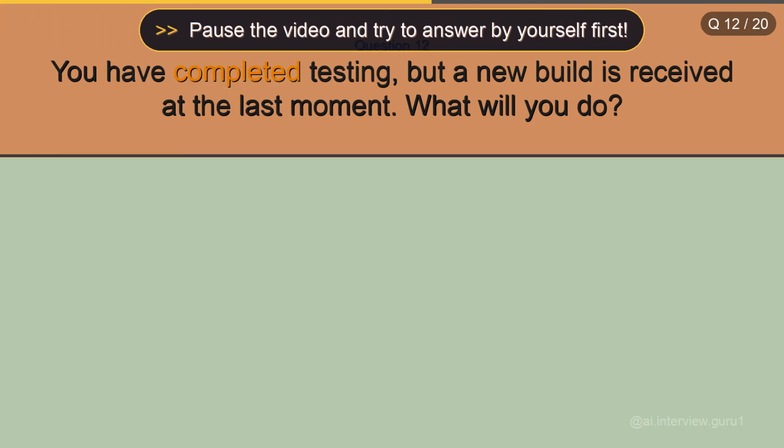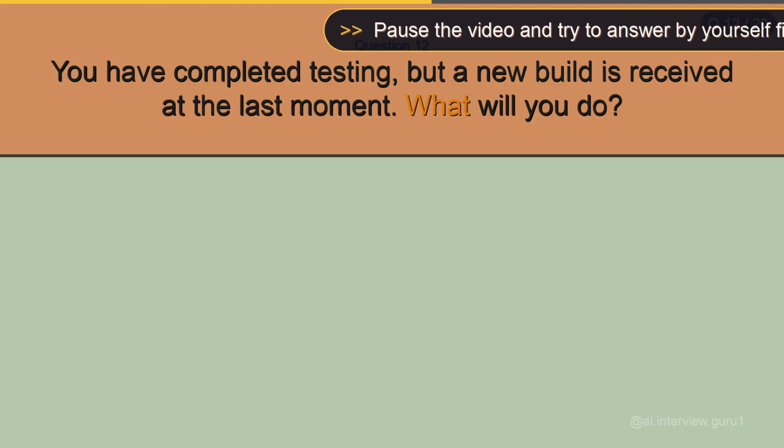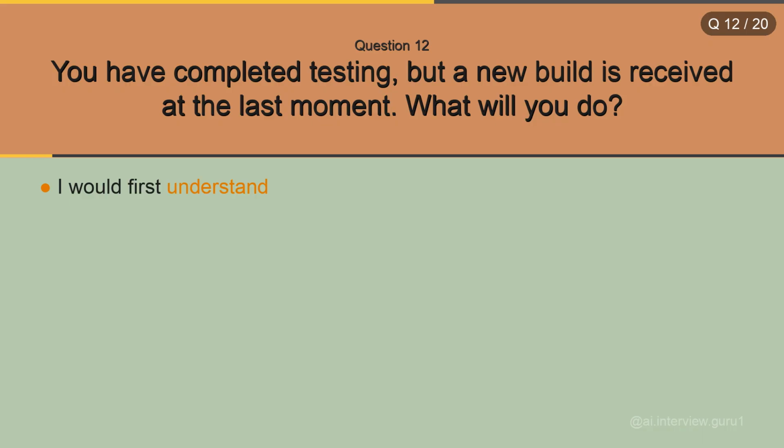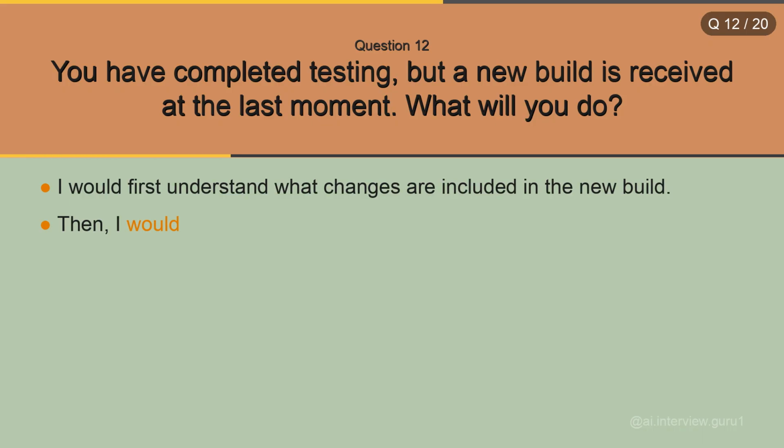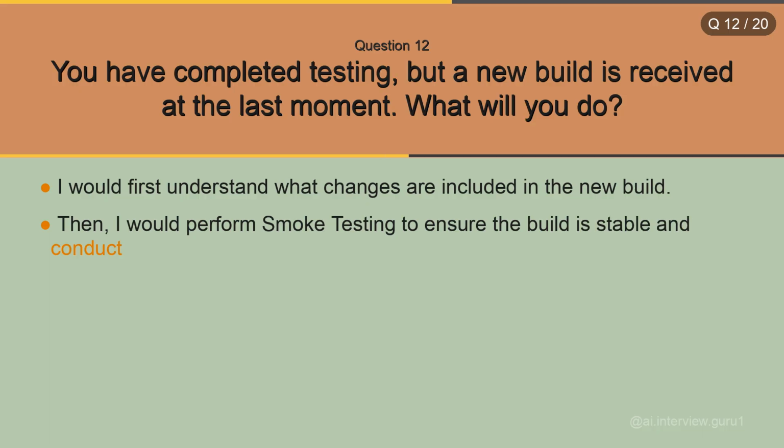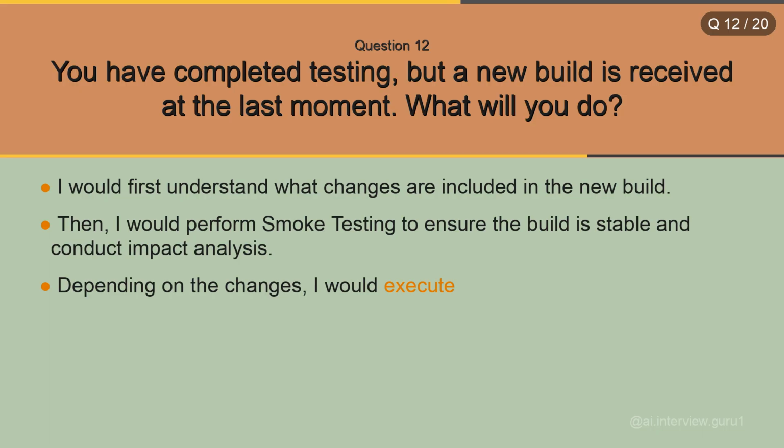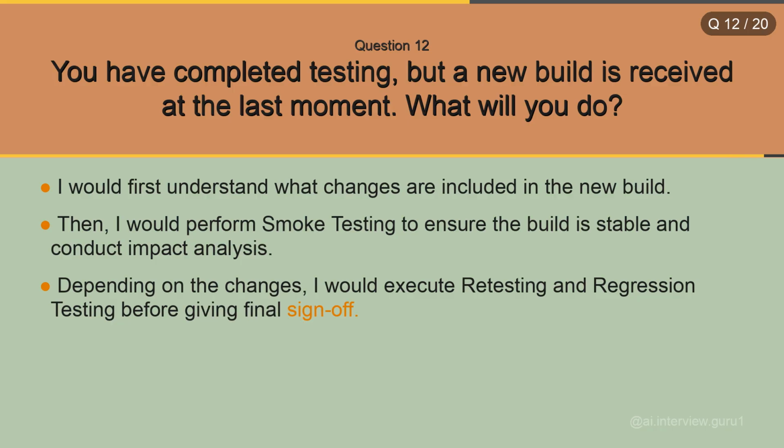You have completed testing, but a new build is received at the last moment. What will you do? I would first understand what changes are included in the new build. Then, I would perform smoke testing to ensure the build is stable and conduct impact analysis. Depending on the changes, I would execute retesting and regression testing before giving final sign-off.